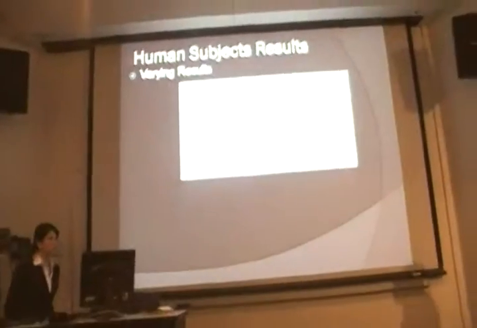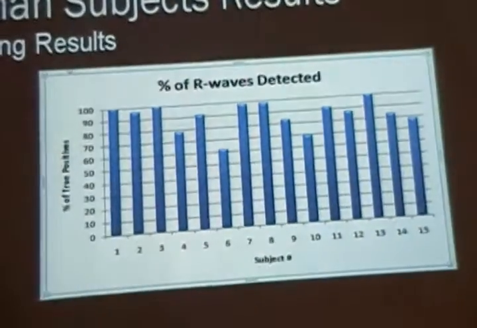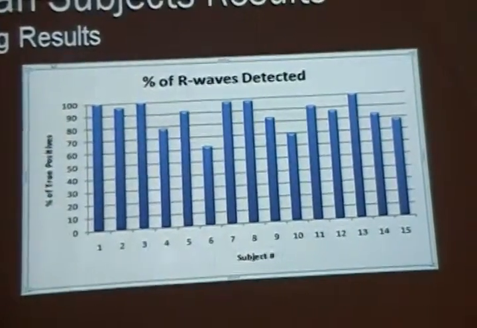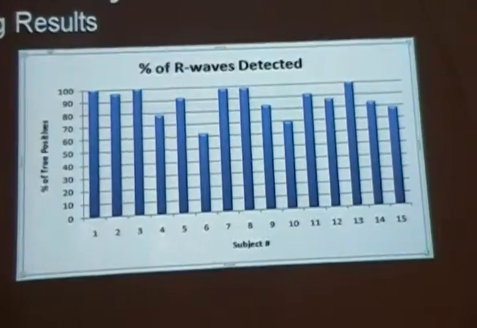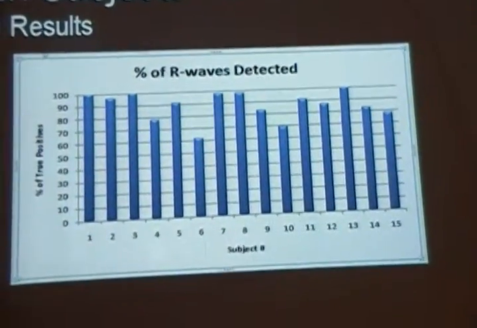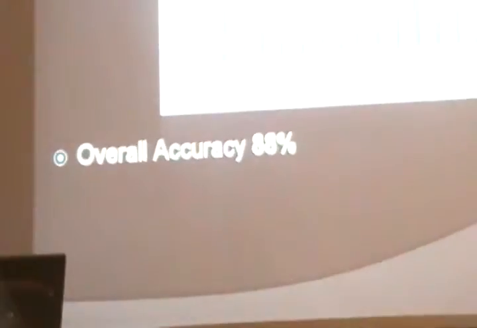The results of our human subjects vary. Here's a bar graph showing all of our human subjects and the percent of R waves detected. We had some that had very good performance, 100, upper 90s. We also had some in the lower 70s, even someone in the 60s. The overall accuracy of our system was 88%, and that's an average of all of the human subjects.